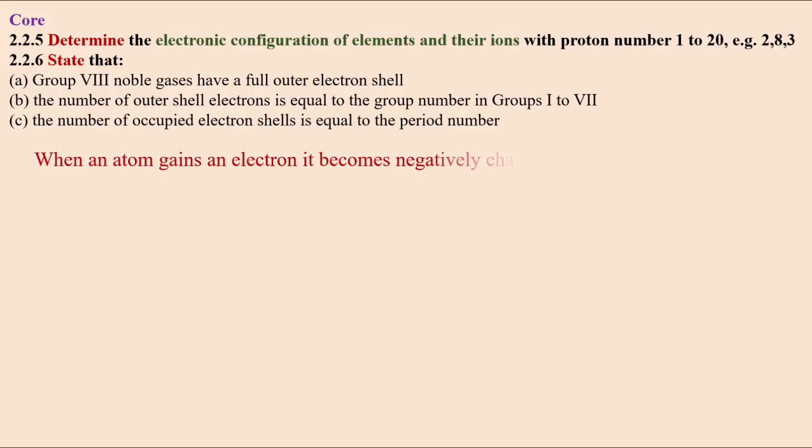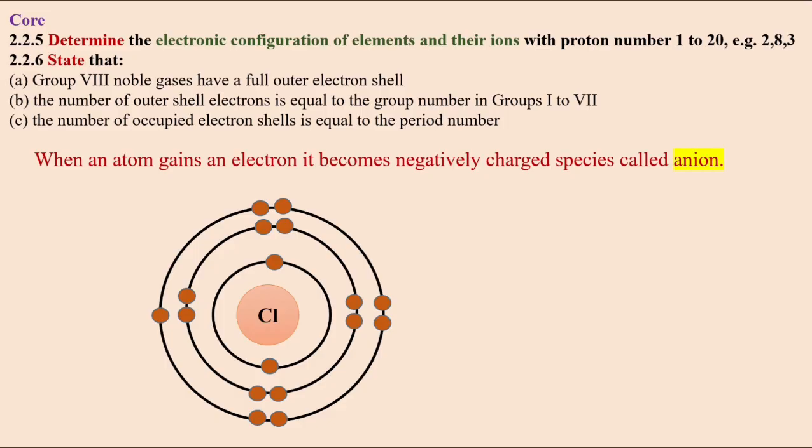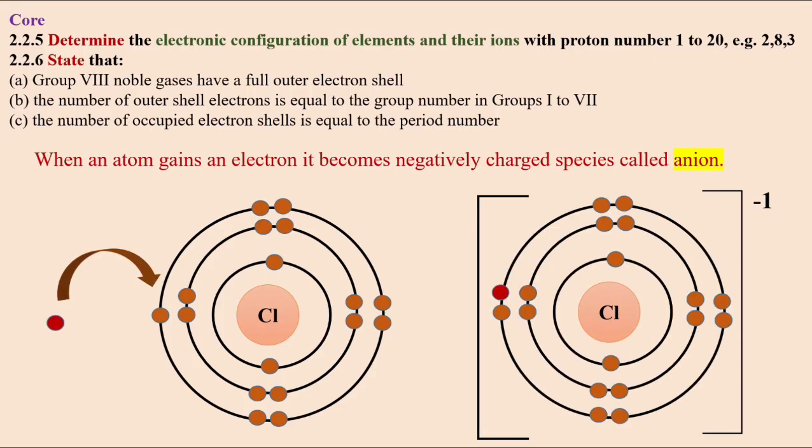When an atom gains an electron, it becomes a negatively charged species called anion. Let's look at this chlorine atom, which has 7 electrons in its outermost shell, and it needs one more electron to complete the shell. When it gains this electron, it will become a negatively charged species called anion.